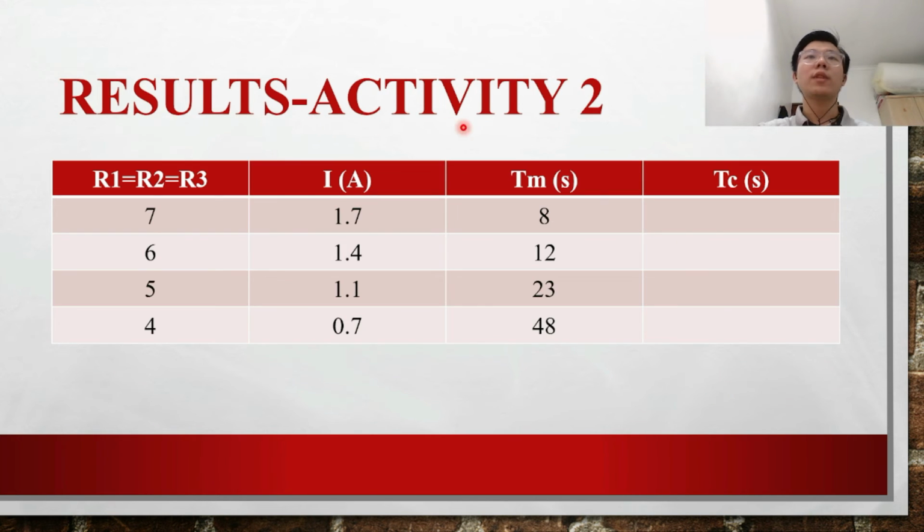The result for activity 2, inverse time over current relay. We set the resistive load to 7, 6, 5, and 4. After that, we record down the ampere and the trip time measured. After we record down these two data, we can start to calculate the trip time theoretical, so that we can compare between the trip time theoretical and the trip time measured.